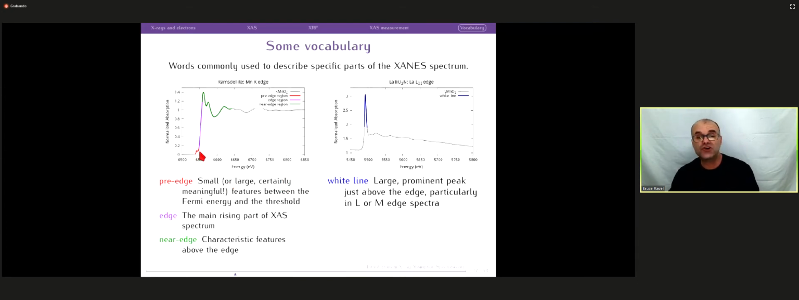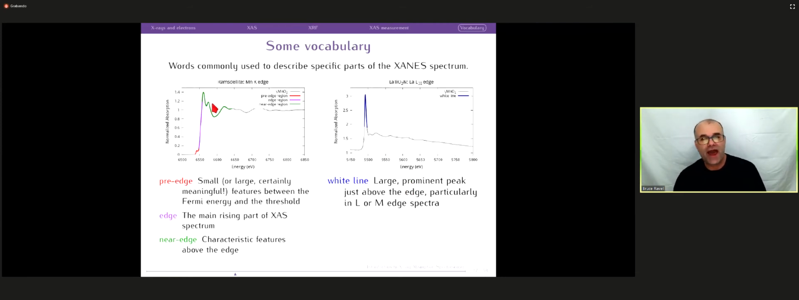The pre-edge often refers to these first few features that are like small edges before the main rising edge. It's sort of, in terms of physics, kind of a troublesome term, but what it's referring to is features before the big rise. The edge is the big rise, and the near edge are these oscillations just after. Taken together, these things are the zanes.